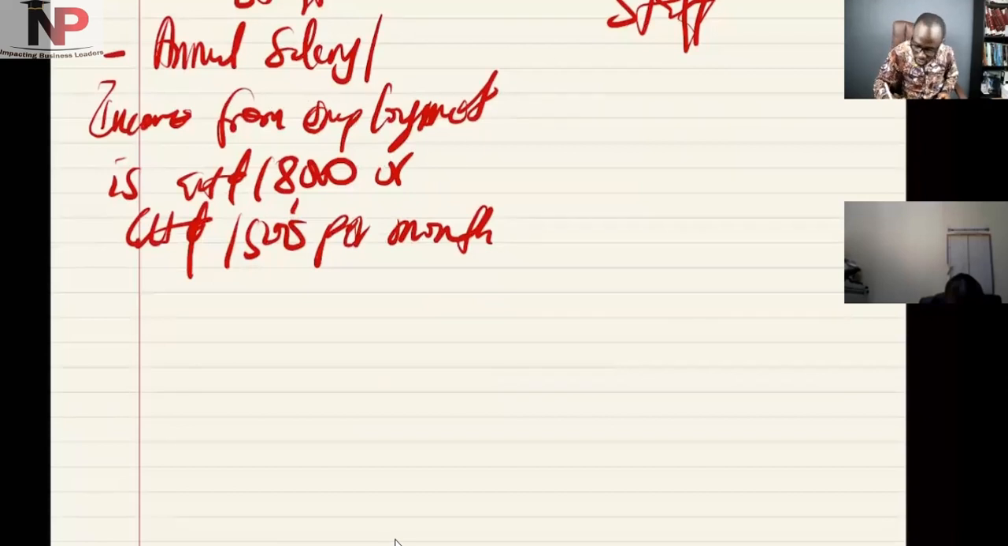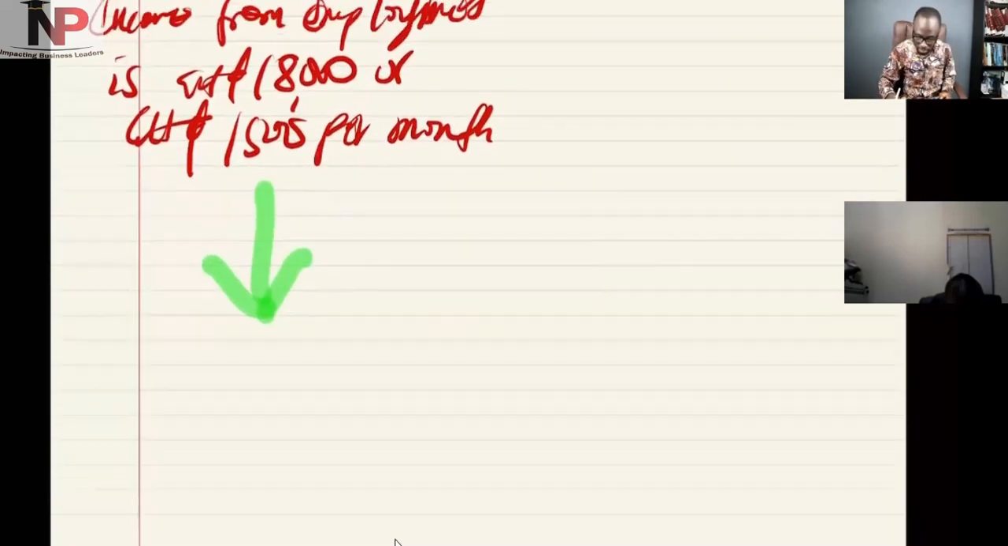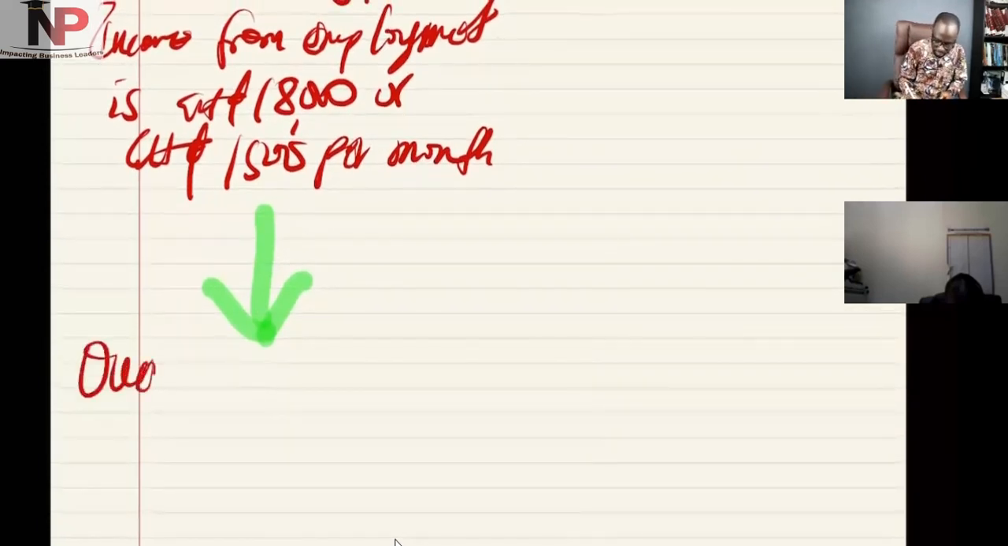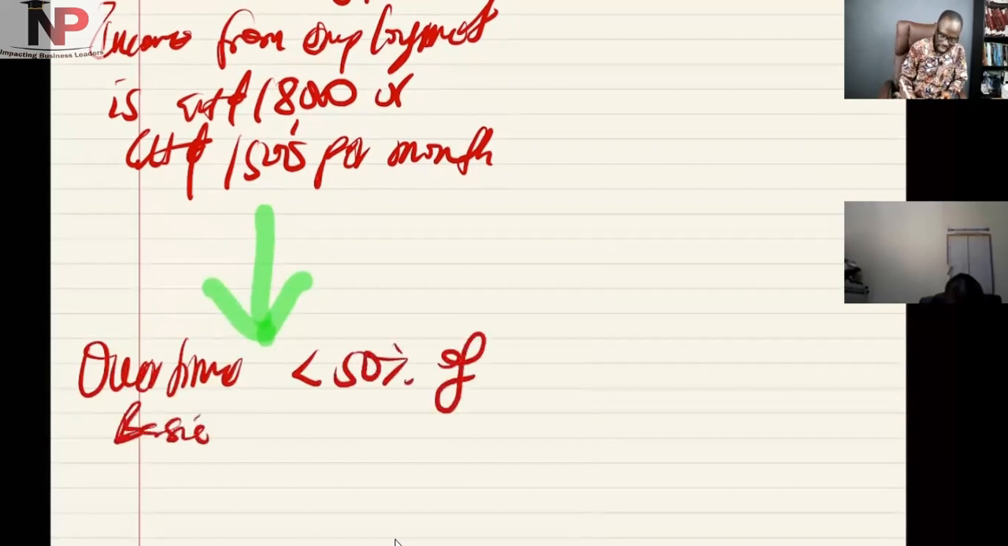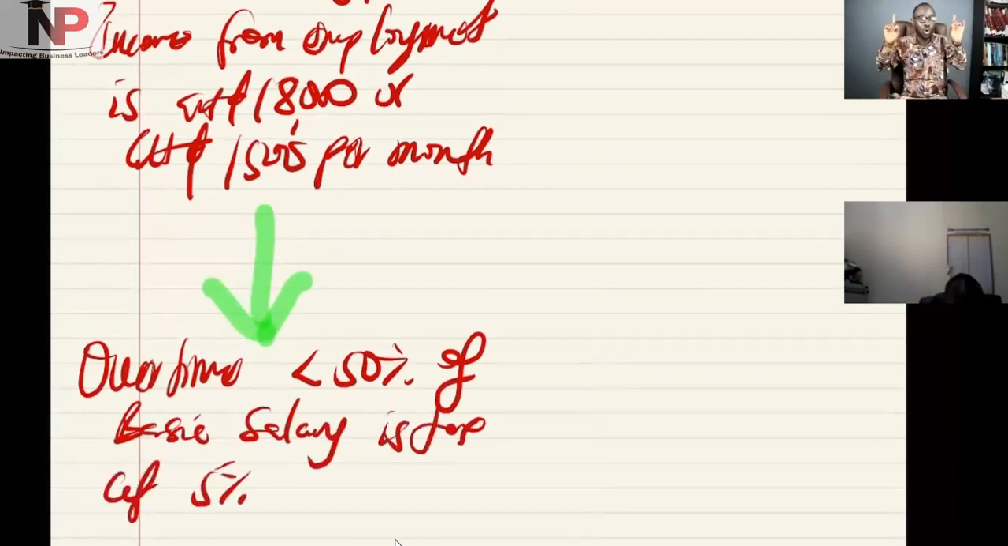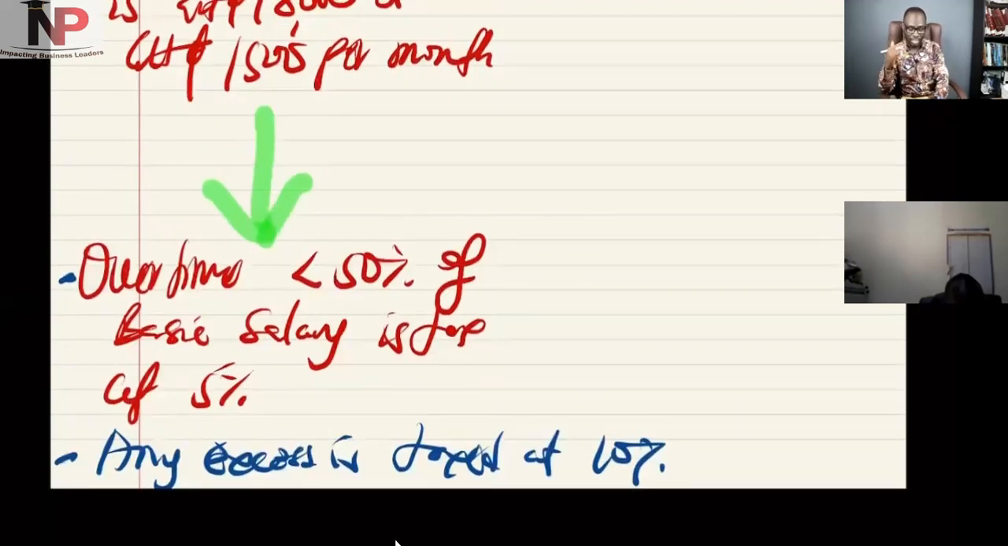So if the person is a junior staff within this scheme, overtime that is less than 50% of the basic salary is taxed at 5% at source. Any excess is taxed at 10%. That's the rule. Any excess is taxed at 10%. But this is where you got to be careful.